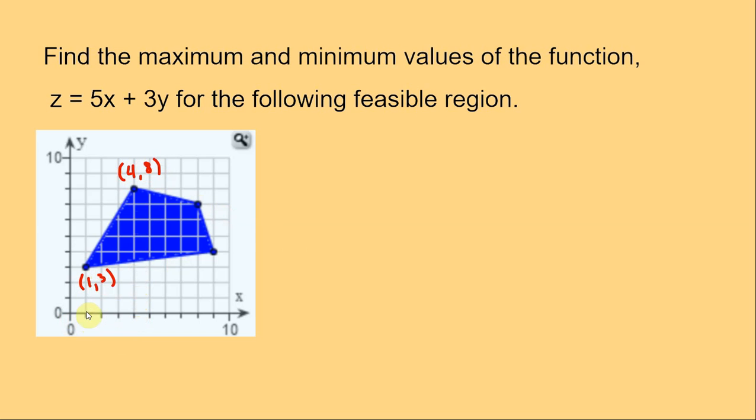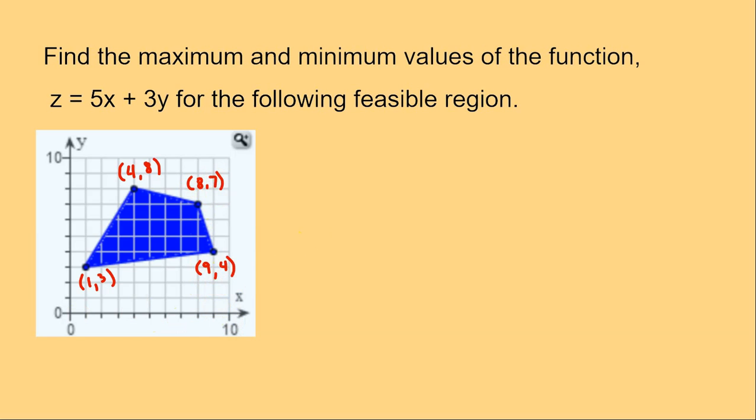This would be 1, 2, 3, 4, 5, 6, 7, 8, and up 1, 2, 3, 4, 5, 6, 7. So we went to the right 8 and up 7. And then this last one, we know that this is 10, so this would be to the right 9 and up 1, 2, 3, 4. So those are the corner points of my region.